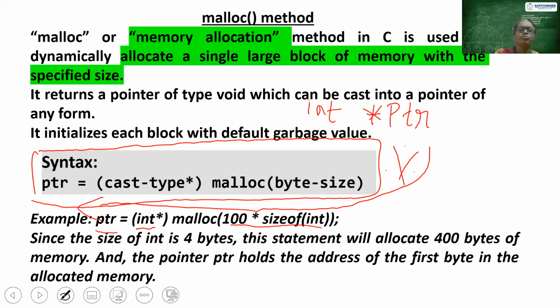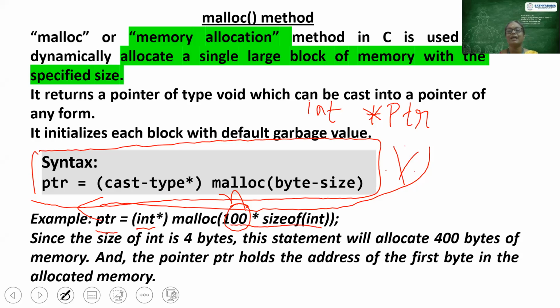Ma'am, you already told us it is at runtime and we can change it, so why do you put 100? I can enter that as n. N is my input. For example, at runtime, if I give n as 5, 5 into 4 is 20 bytes. If I give n equal to 10, 10 into 4 is 40 bytes. If I give n equal to 50, 50 into 4 is 200 bytes. So n will change depending on the input I give at runtime.